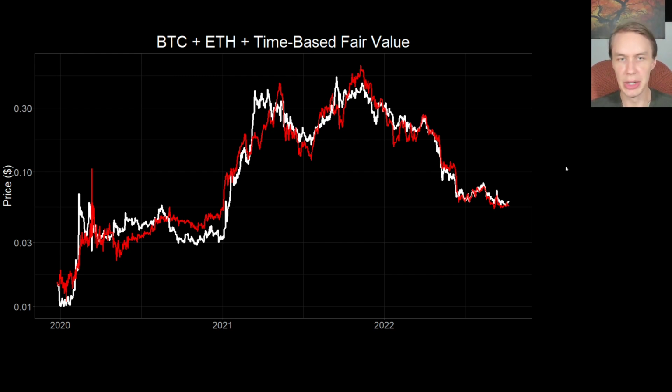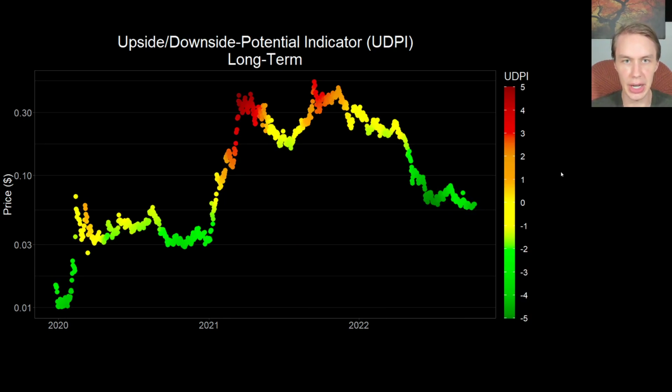But of course, we don't really care so much about where HBAR is relative to expectation for Bitcoin and Ethereum. We really care about where HBAR is relative to what we expect versus the dollar. What's its risk versus the dollar? So a different model we consult to answer that question is our risk model here at the channel, the upside downside potential indicator, that's looking at basically the risk of HBAR relative to the US dollar.